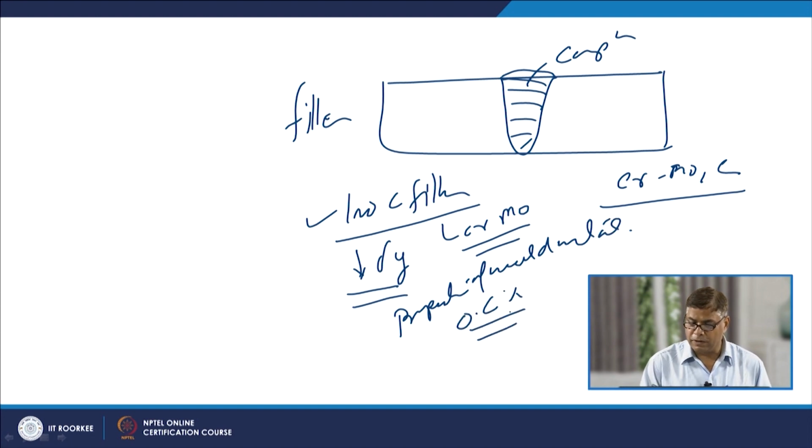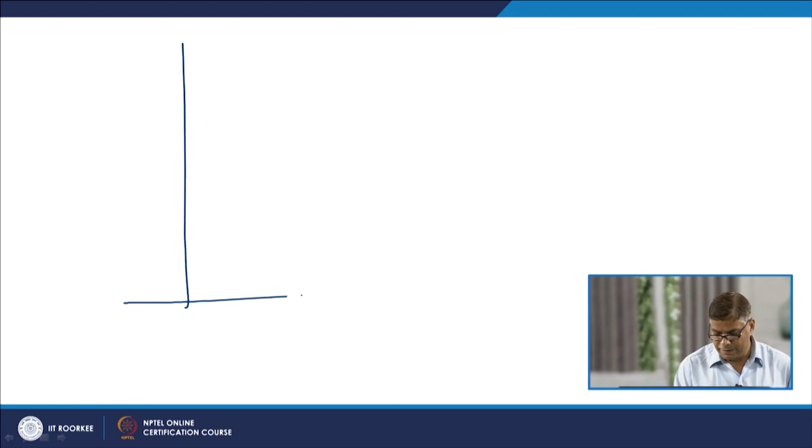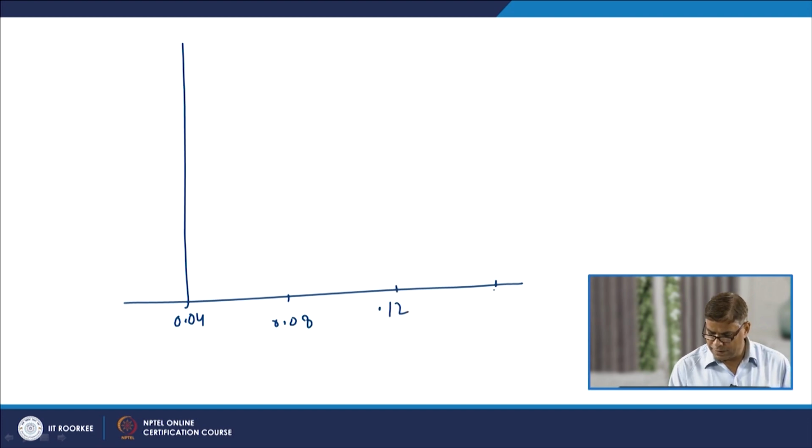Filler metal composition directly affects the properties of the weld metal, and more specifically the carbon content in the filler or carbon content present in the weld metal has a direct effect on the properties of the weld metal. That is what we will try to see here from this simple diagram. What it shows is carbon content of 0.04, 0.08, 0.12 and say 0.16. This is weight percent of the carbon in increasing amount.